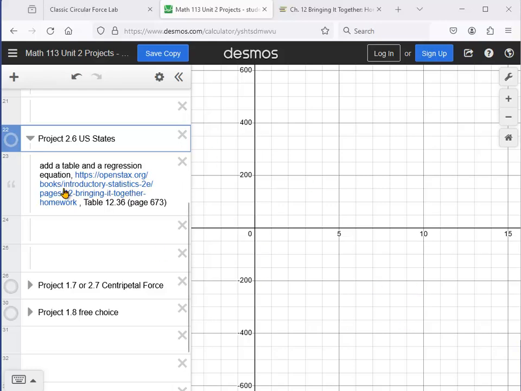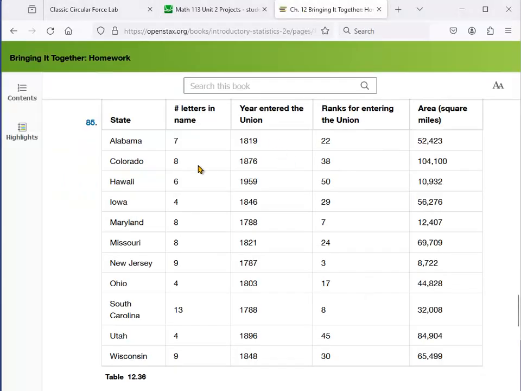So this project is about this link here, Table 1236 on the United States, their ranks for entering the Union versus the area. That's the actual problem, to plot them like that.